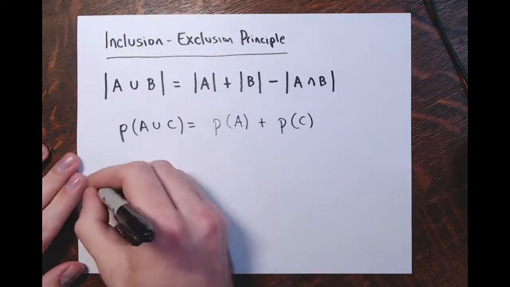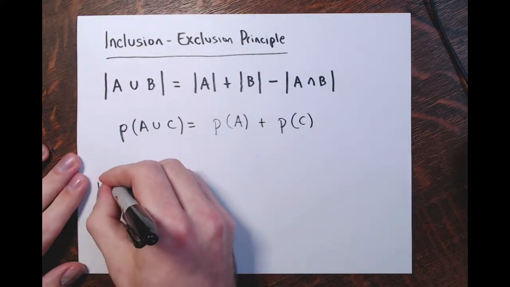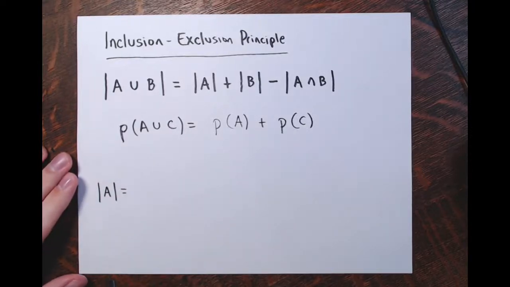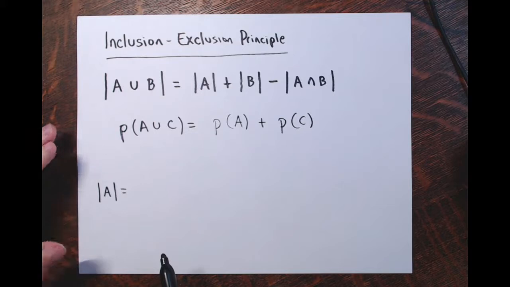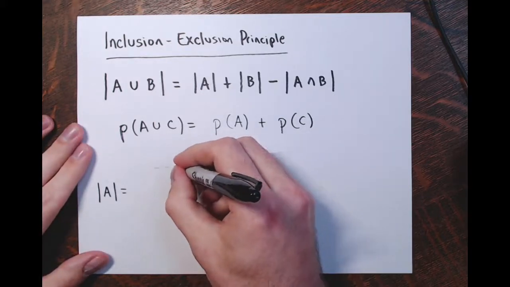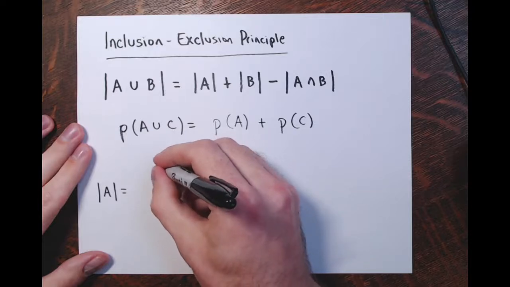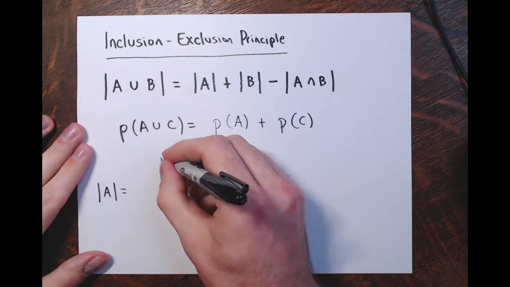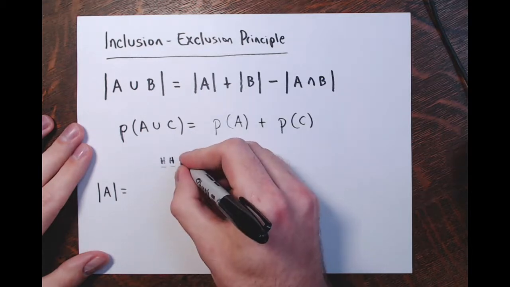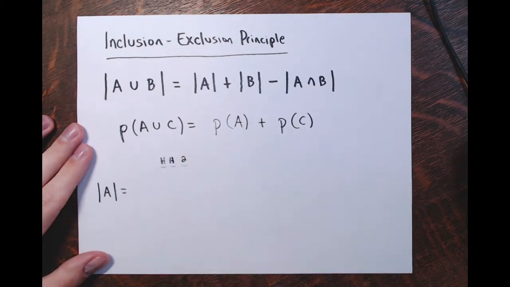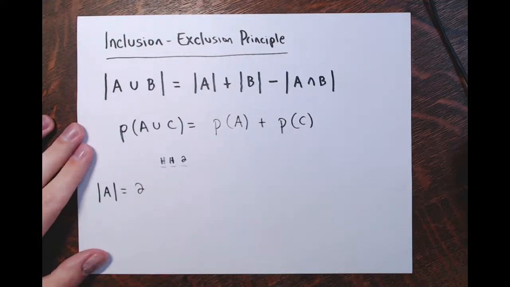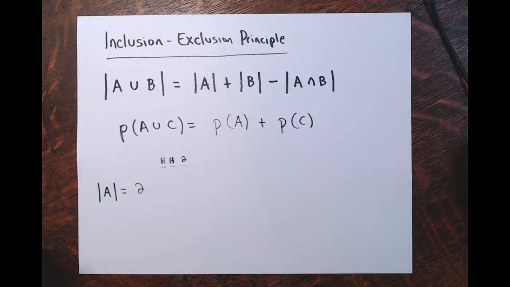Now, what's the cardinality of A? Well, A was the first 2 flips are heads. Imagine I've got 3 slots, 3 flips. These first two have to be heads, so I have one choice for both of those. And then the last one can be anything, so I have 2 choices for that. So the cardinality of A is 2. There are 2 outcomes here: heads, heads, heads and heads, heads, tails.